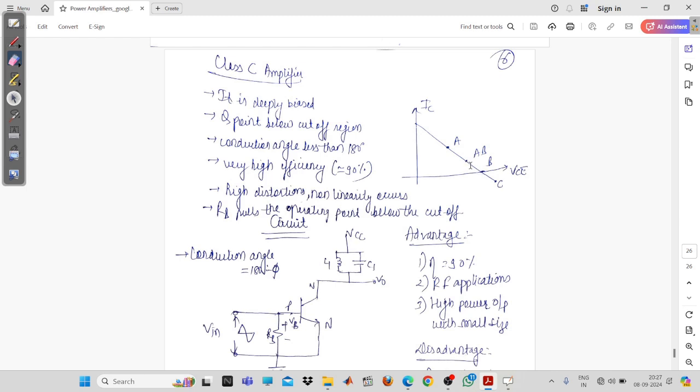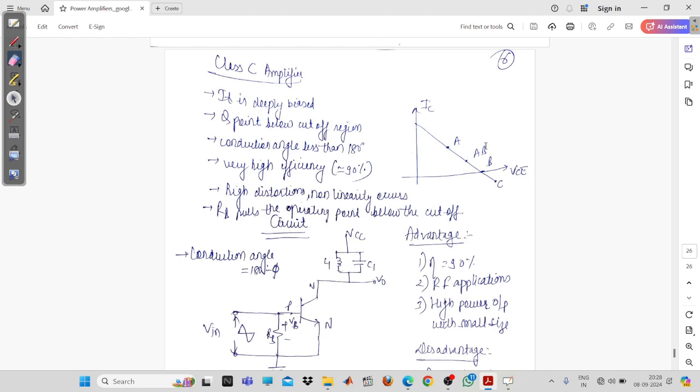Now, similarly, if you put your operating point just above the cutoff or slightly below the saturation, then that is termed as the Class AB power amplifier. And when your operating point is in a deep cutoff, we can say that power amplifier is the Class C power amplifier. As you know, the efficiency of the Class A power amplifier is around 25%.